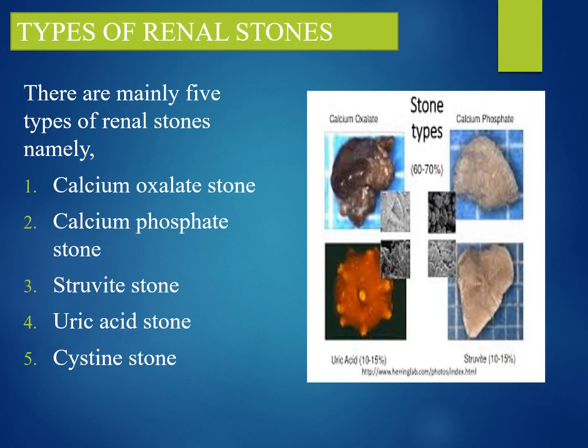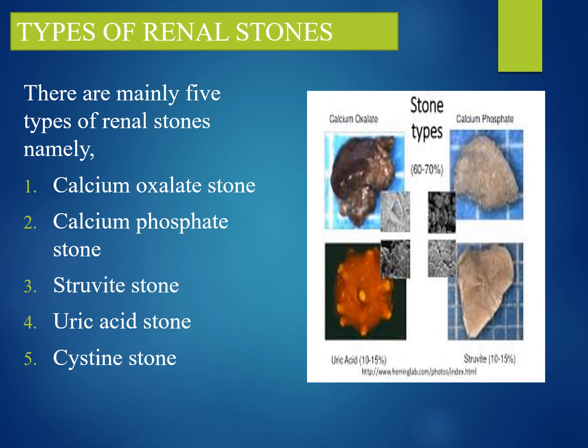Next is types of renal stones. There are various types of renal stones, but they mainly come under 5 types: calcium oxalate stone, calcium phosphate stone, struvite stone, uric acid stone and cystine stones. These are the 5 major types of stones.